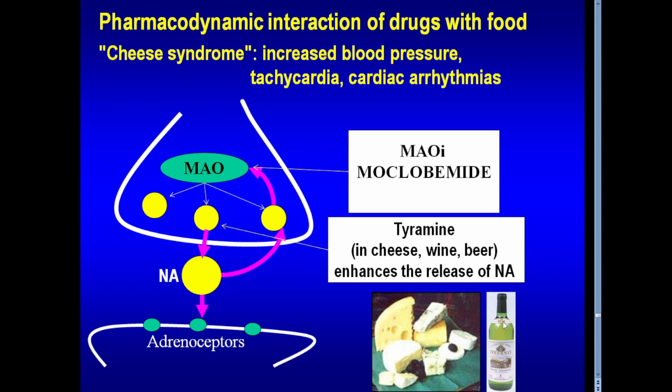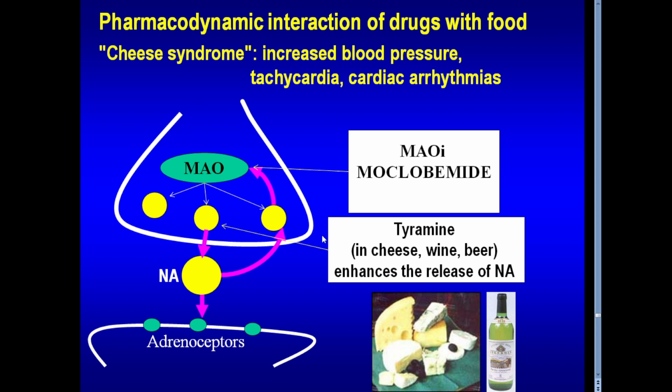Also, pharmacodynamic interaction of drugs with food: development of so-called cheese syndrome. Cheese syndrome is increased blood pressure, tachycardia, and cardiac arrhythmias if the patient eats cheese. But not only cheese: some other kinds of foods also interact with inhibitors of MAO.